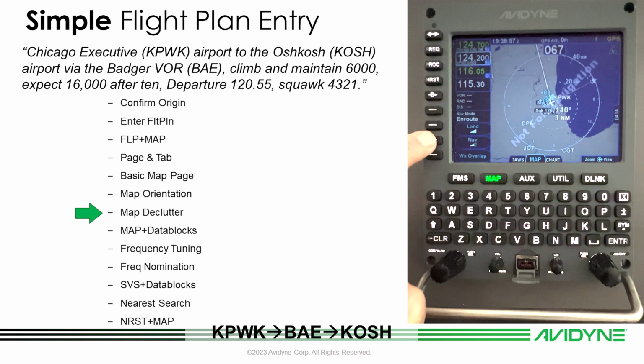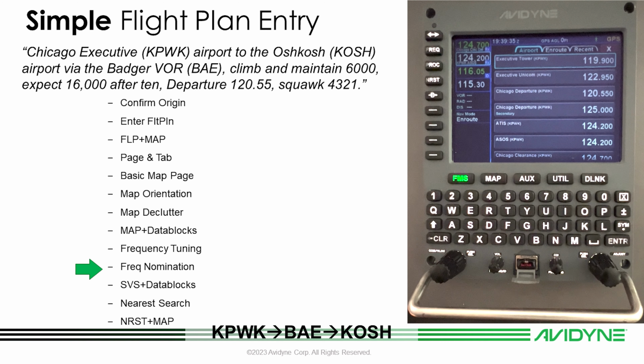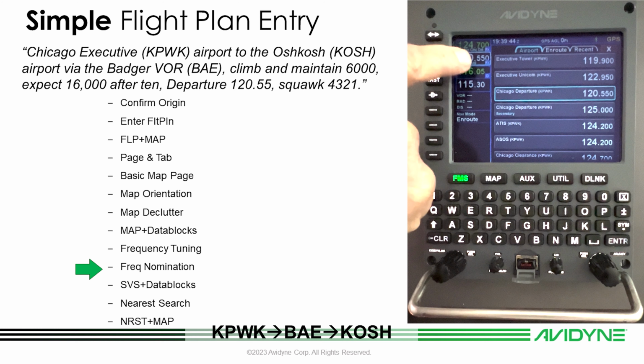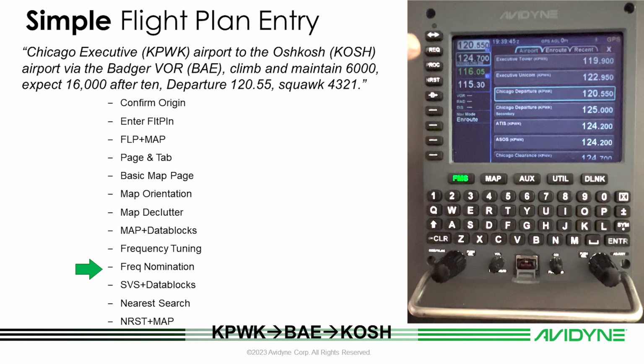Tuning the optional VHF COMM radio can be done by turning the left inner knob for kilohertz and outer knob for megahertz. Or the easier method is to use the frequency nomination key and select the desired frequency from the nomination list. You can scroll with the right FMS knob and push the knob to select, or you can simply double tap on the desired frequency to load it into the standby window.